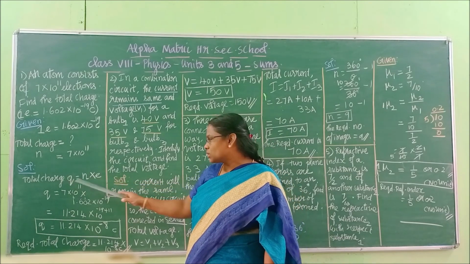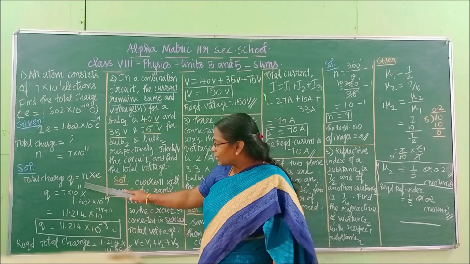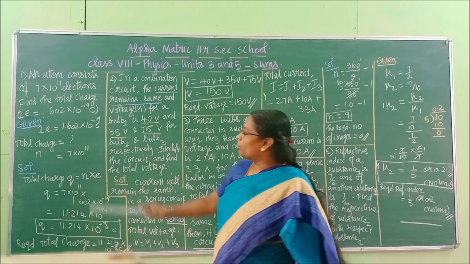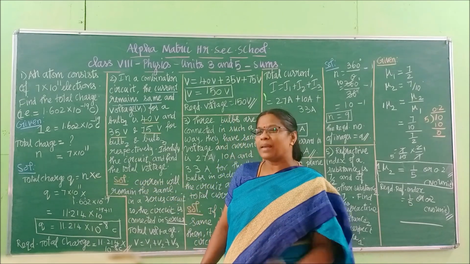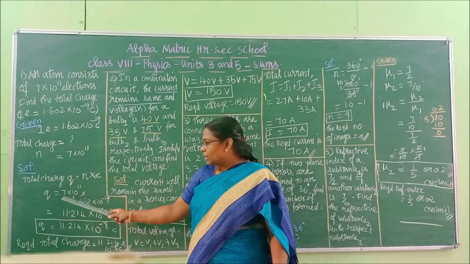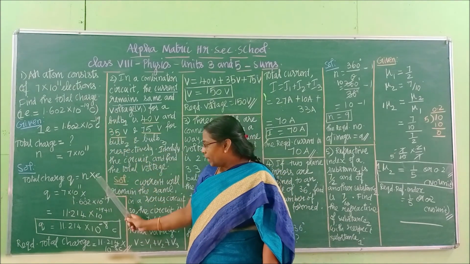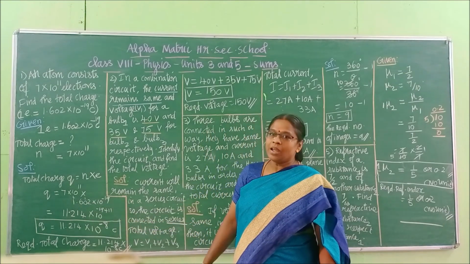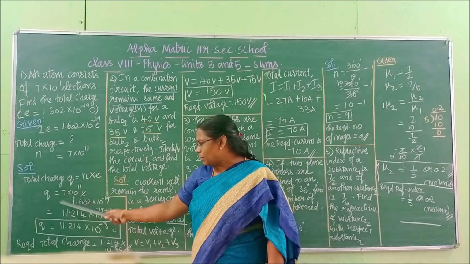Total charge Q is equal to N into E, the number of electrons into the charge of 1 electron, just like the number of pencils into the cost of 1 pencil. So you can compare like that. Now what is the number of electrons? 7 into 10 power 11 as given here. The charge of 1 electron is 1.602 into 10 power minus 19. Now this is a single number multiplication only.